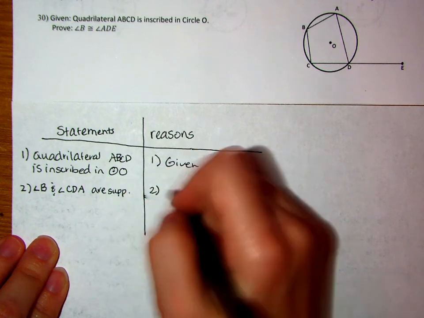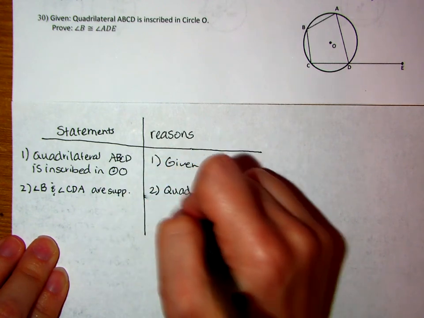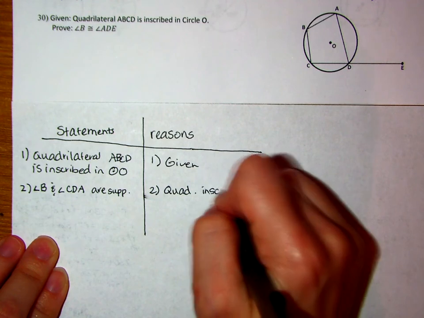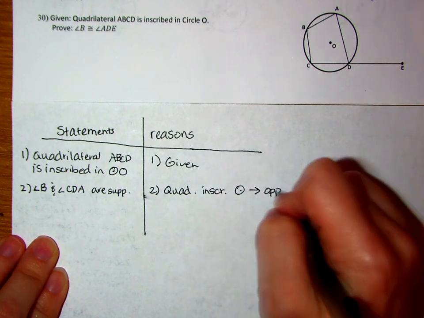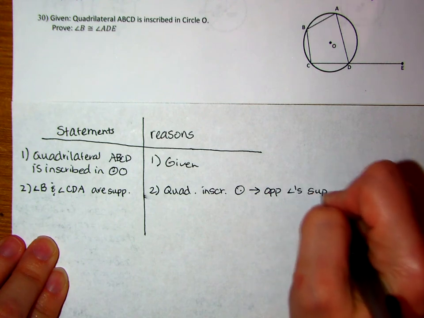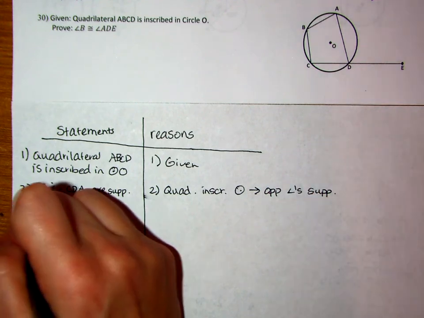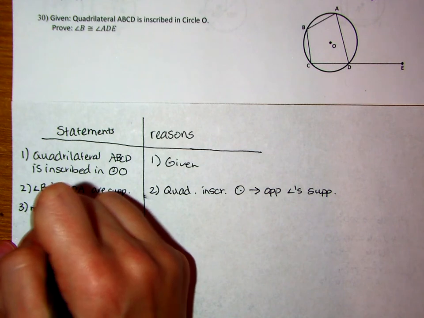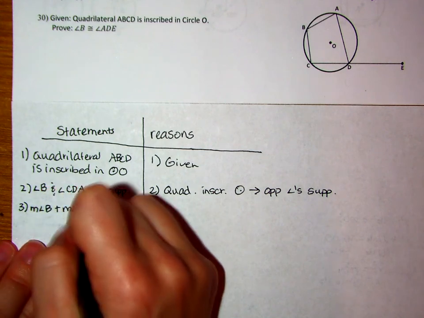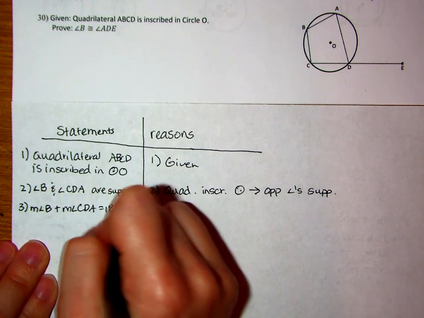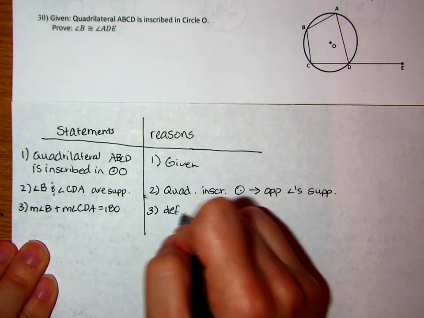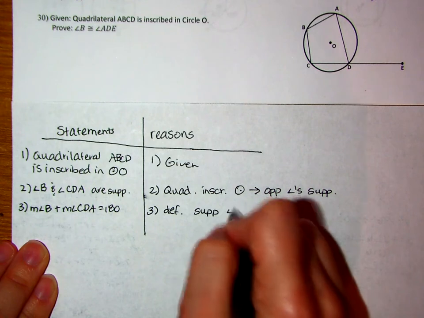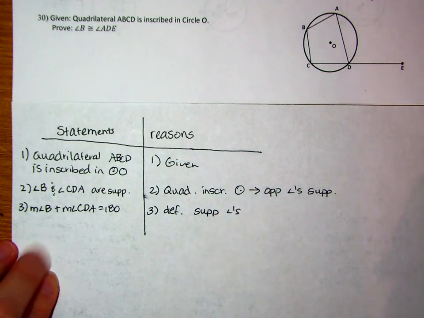And the reason is that if we have a quadrilateral inscribed in a circle, it implies that the opposite angles are supplementary. So now what we can say is the measure of angle B plus the measure of angle CDA is going to be equal to 180 degrees. And that's because of the definition of supplementary angles, which says two angles add up to be 180.